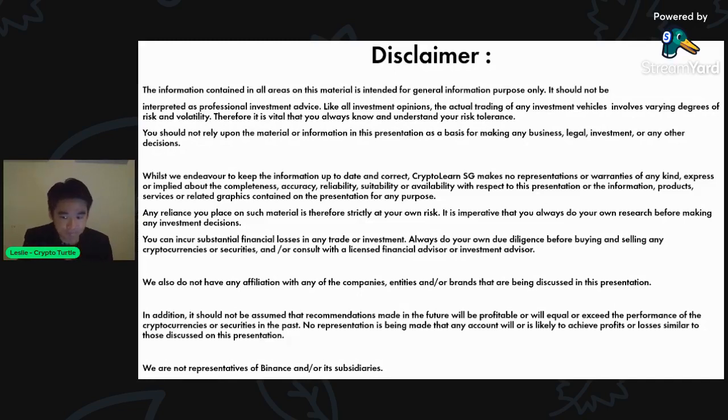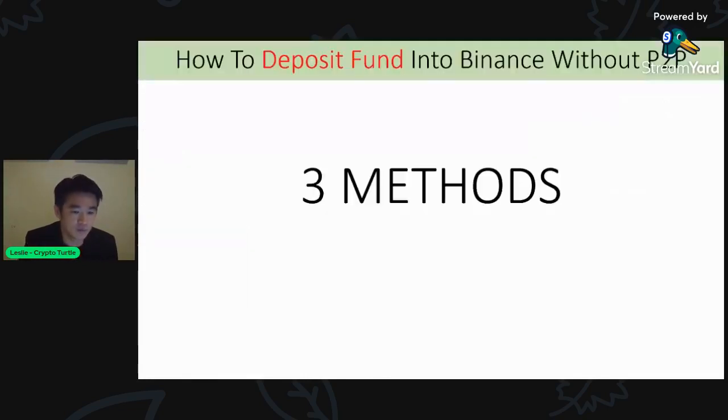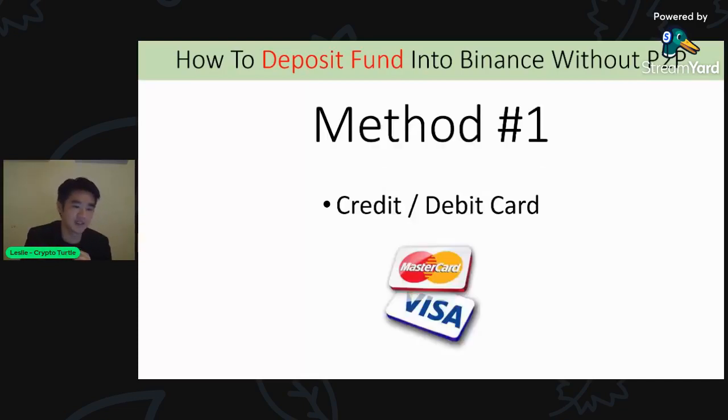Okay, so three methods on how to deposit funds into Binance without P2P. Method number one, very simple, is just using the credit or debit card, your Visa, MasterCard, and all that. So how do you actually start doing that?